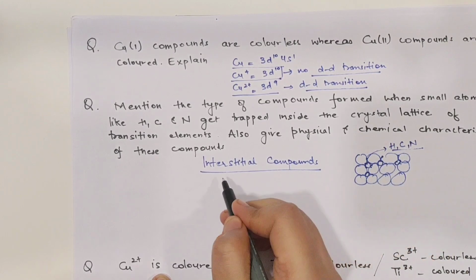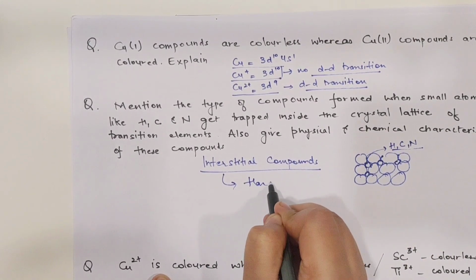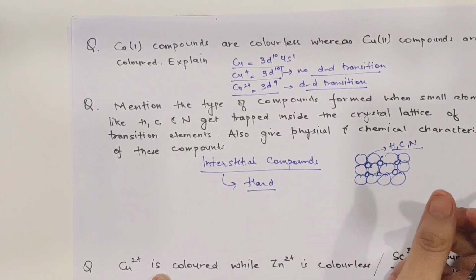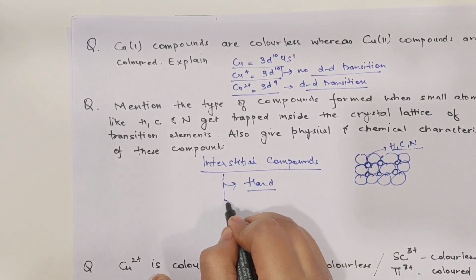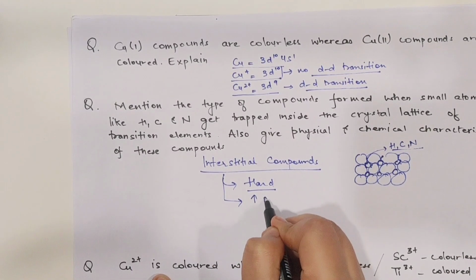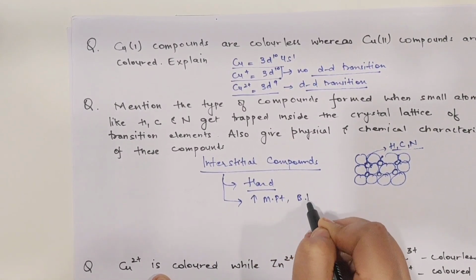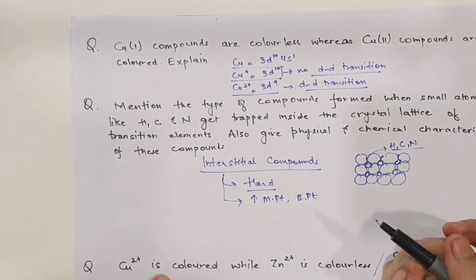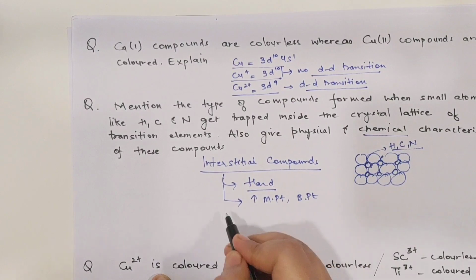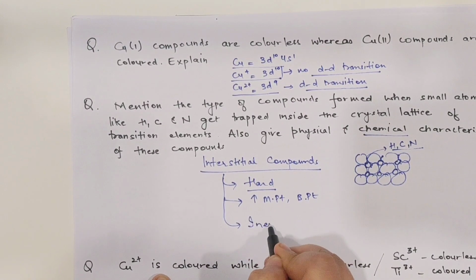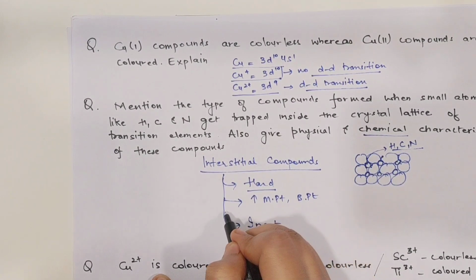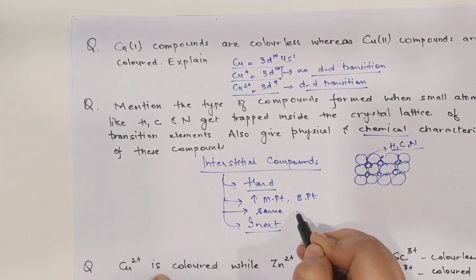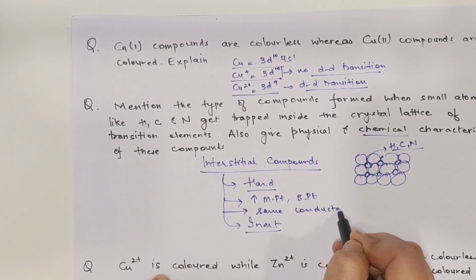Now, physical properties, they are hard. Obviously, when there is no space left, it's going to be very hard. It has high melting point and boiling point, higher than that of the pure metal. When we talk about chemical, it's basically inert. Another physical property is it would have more or less the same conductivity, same conductance.